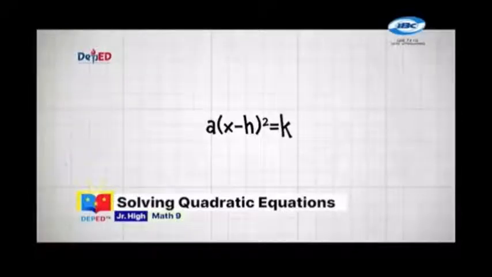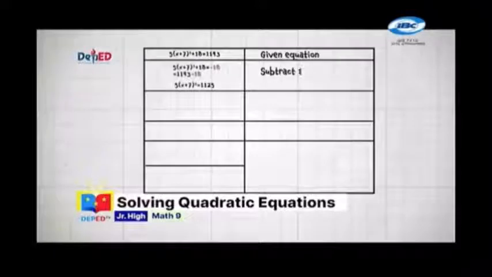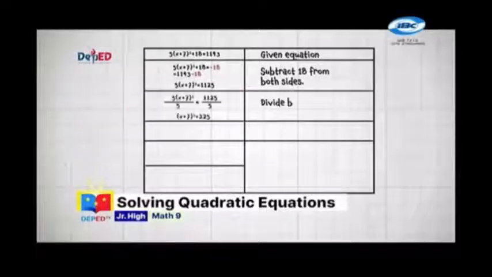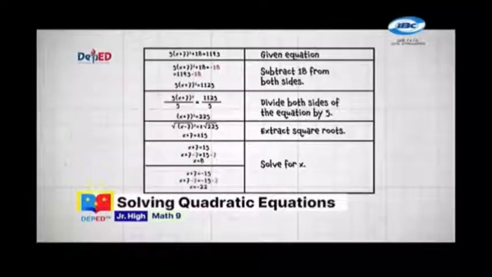So our target is to make a equal 1 and eliminate the constant term on the left side. So we subtract 18 from both sides, divide both sides by 5, and then we extract the square root of both sides. Then we solve for x using each of the square roots of 225. So, the roots of the equation are 8 and negative 22.